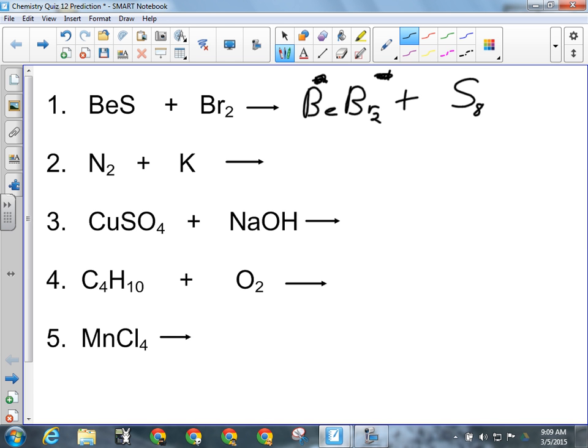Okay, now we're going to balance the whole reaction. That'll be the 3rd mark. I've got 8 sulfur over here, so I need to go over here and get 8 sulfur. That gives me 8 beryllium, so I need to go here to get 8 beryllium. That gives me 16 bromines, and 8 times 2 is 16. So there's your balancing for 1 mark, 8, 8, 8, 1.